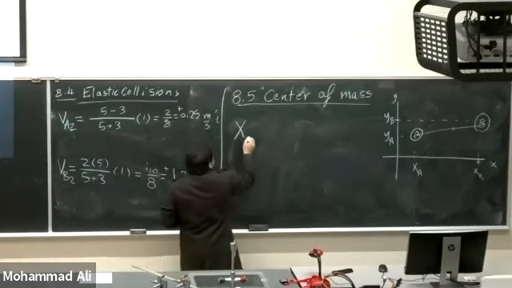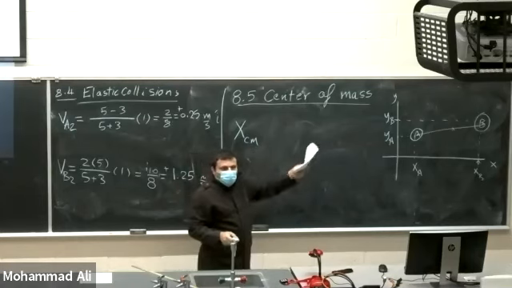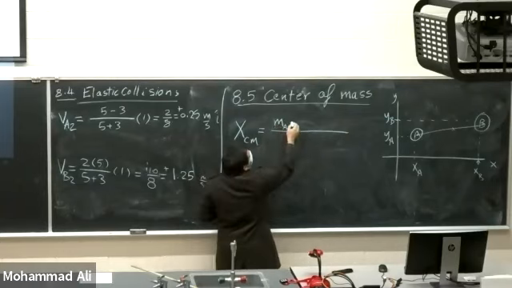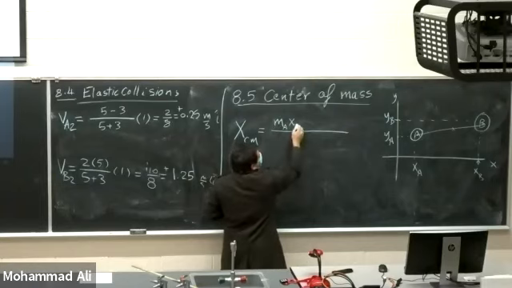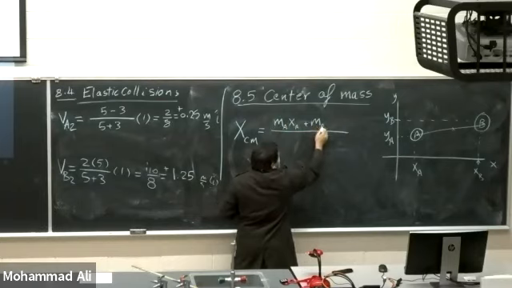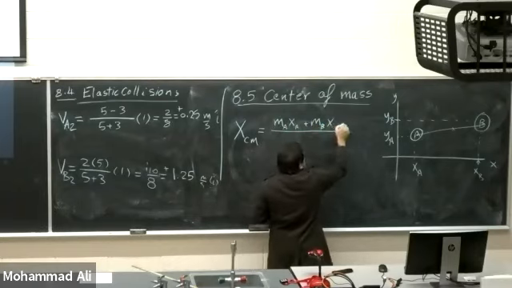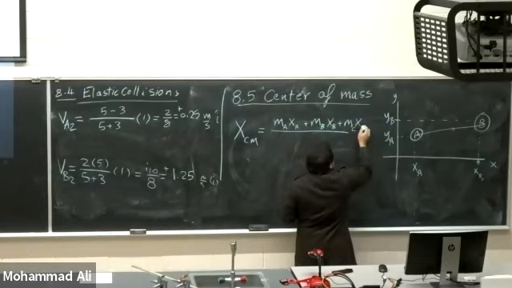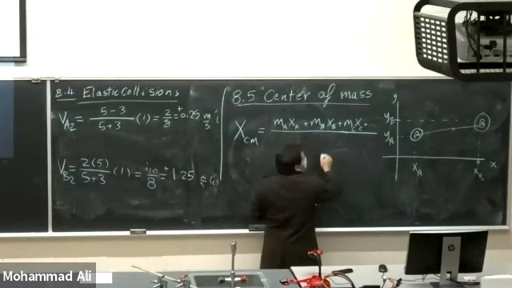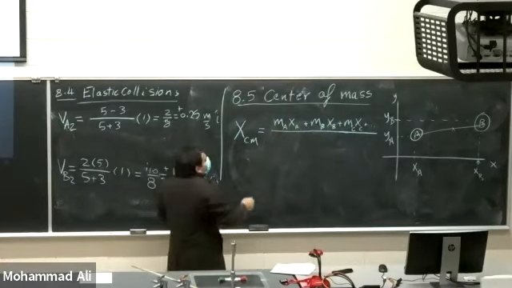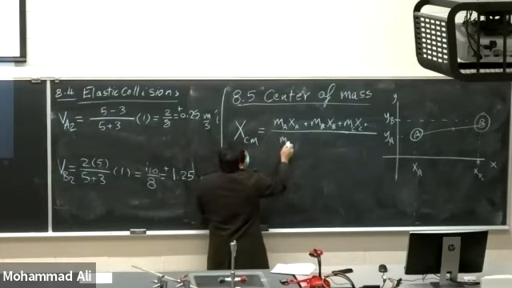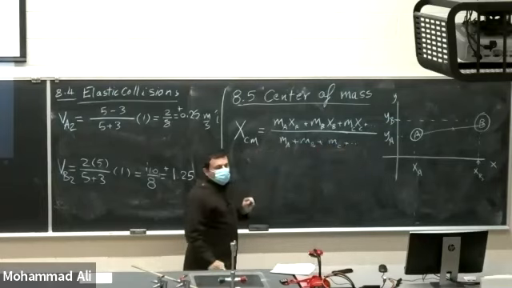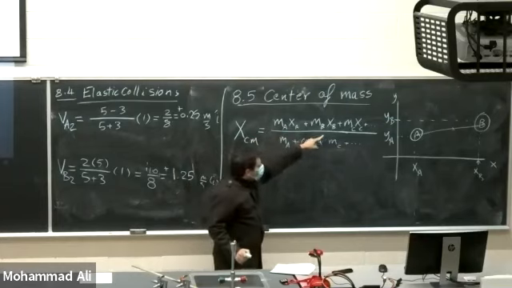X of the center of mass for two objects or more is equal to the first mass, for example, multiplied by its x position, plus the second mass multiplied by its x position, plus the third mass multiplied by its x position, and so on if we have 3 or 4 masses, divided by the total mass, which is MA plus MB plus MC and so on. This is the x component. We use the x component for each mass.